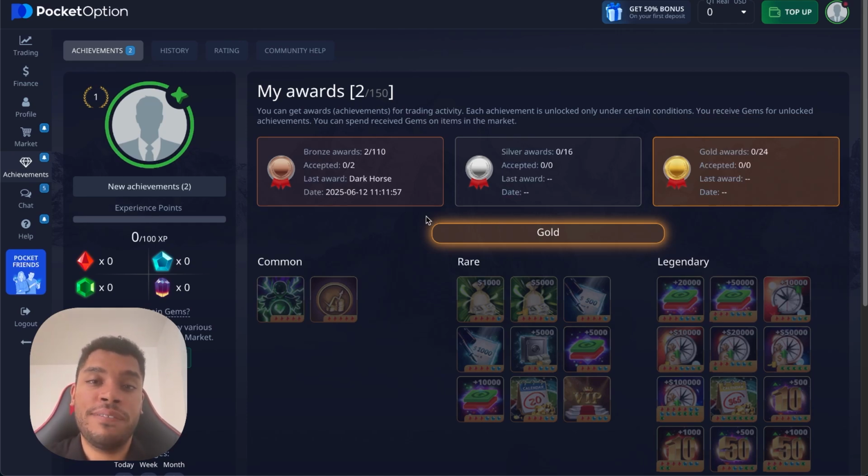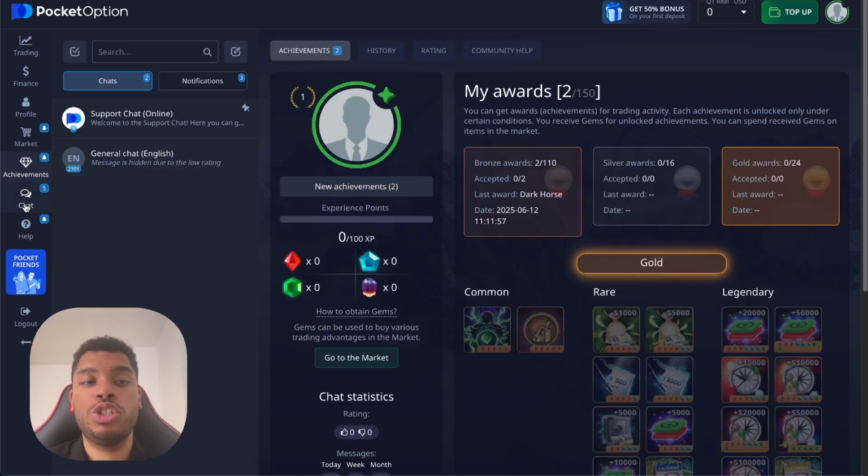But of course it's something that is nice to have, and as I said, is going to gamify the trading experience and make it a bit more fun. Now, below the achievements you have access to the chat. Here you can basically chat with the support, so in case you need help with anything you can contact them directly from here, and you can also get access to the general chats where you can basically socialize with the other traders. And below the chat section you have the help section.